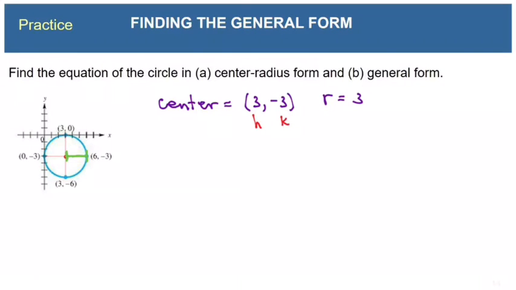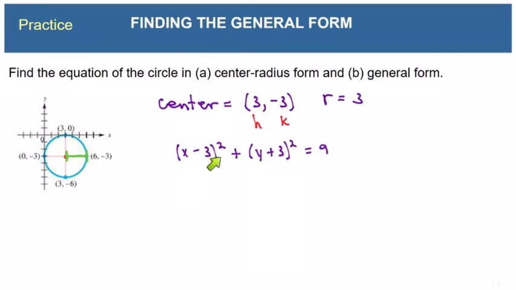And so let's put our equation, our center radius equation, as x minus h squared, which will be x minus 3 squared, plus y minus k squared, which will be y minus negative 3 squared, so y plus 3 squared. And that equals 3 squared, which is 9.